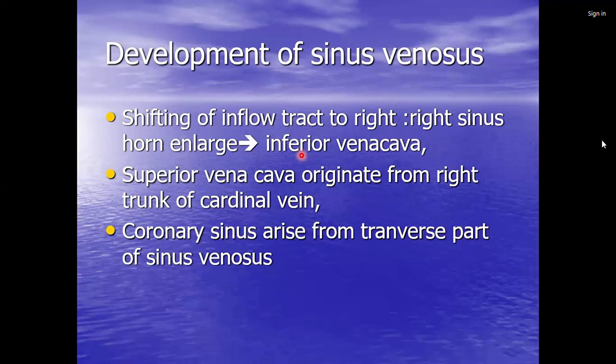Now, the sinus venosus has a small part which is not incorporated into that, and that becomes the coronary sinus that receives blood from the wall of the heart. So the coronary sinus receives blood from the wall of the heart, both from the right atrium, left atrium, the ventricles, all of it comes and collects at the coronary sinus before emptying into the right atrium.